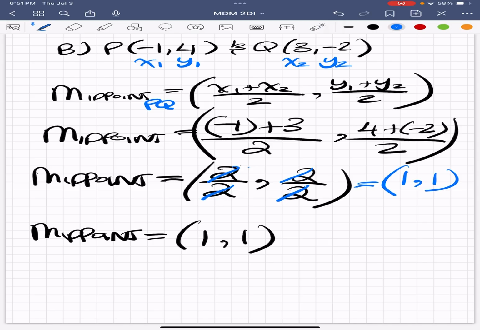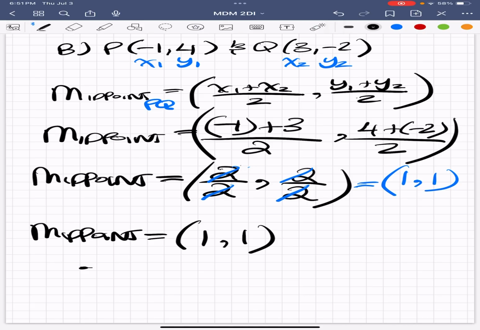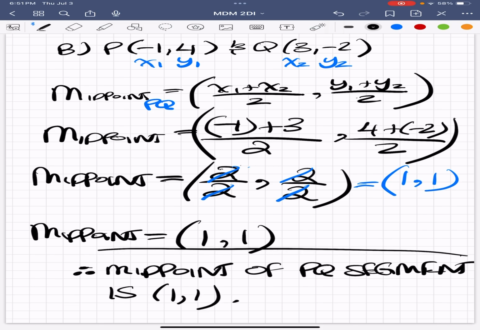Alright. And then we'll do our therefore statement. So we have the midpoint of the PQ segment is (1, 1). There you go.